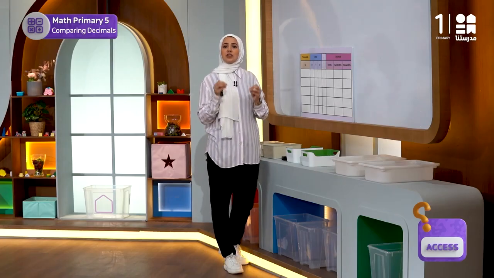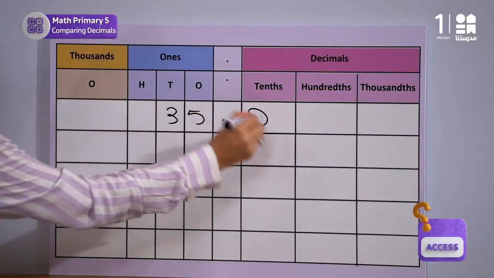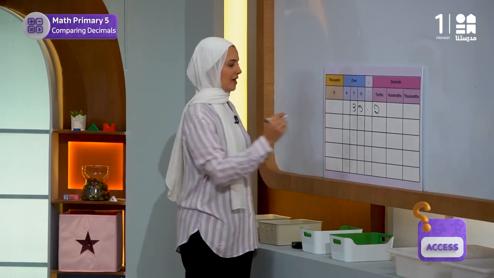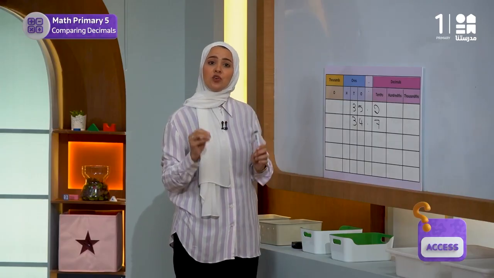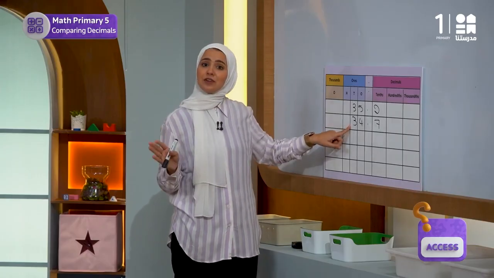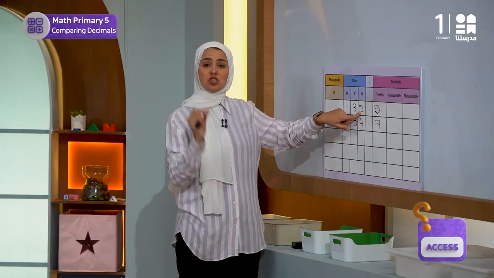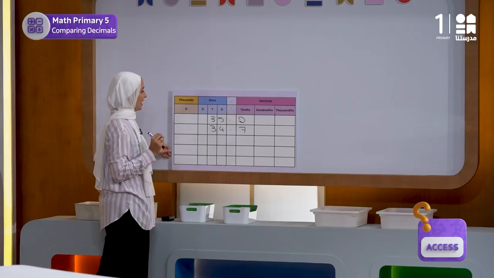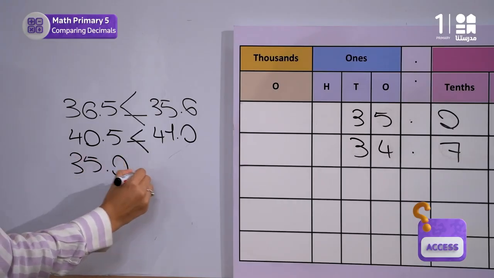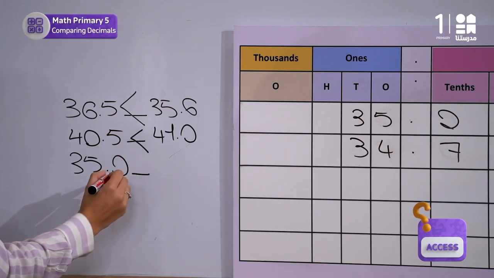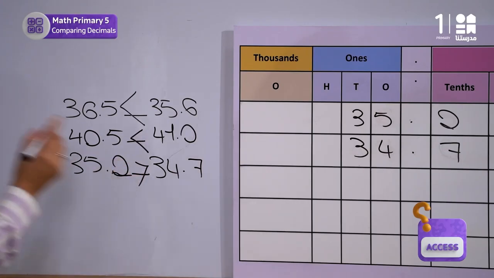In problem 4, the numbers are 35.2 and 34.7. The tens are equal in both numbers. However, the first number has 5 in the ones place, which makes it greater than the second number. Let's write it down together. We have here 35.2 and we have 34.7, and the 35.2 is greater.